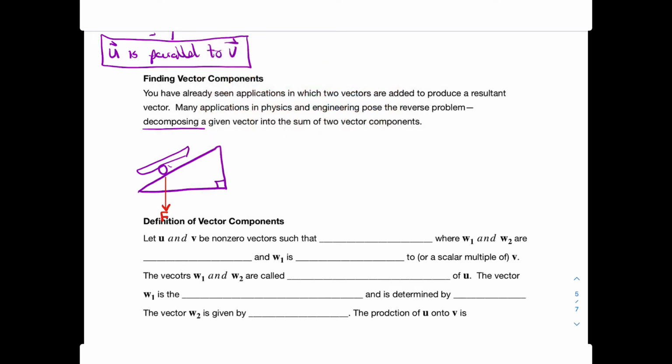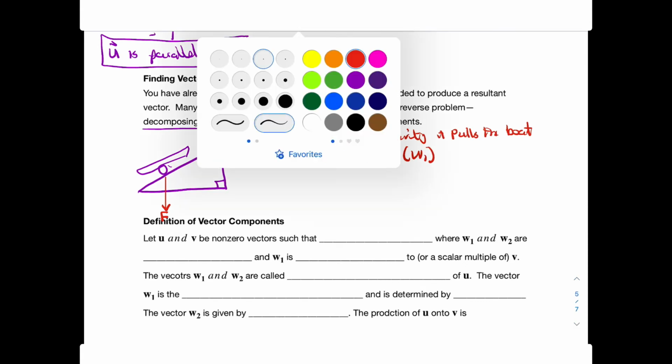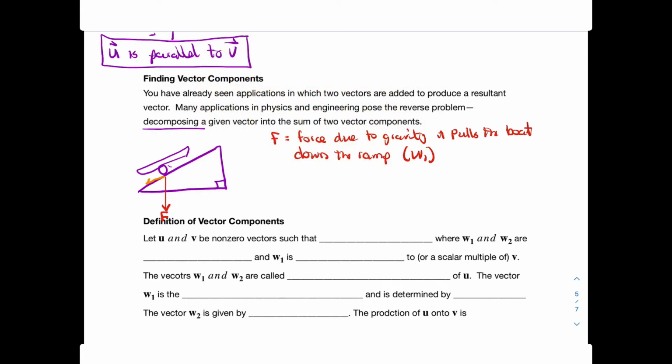Now this force due to gravity is not just pulling the boat straight down. The force of gravity also wants to make the boat roll down the ramp. So I could break up, or decompose, this force of gravity into two components. One we'll call W1, which wants to pull the boat down the ramp, and I could illustrate that here in orange as my W1 vector.